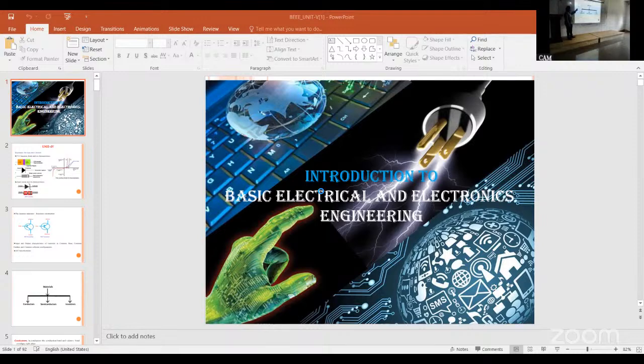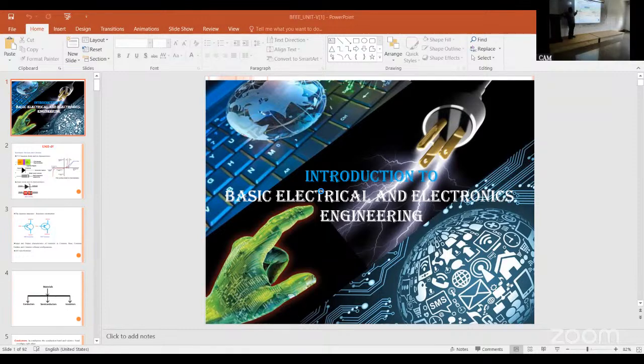Here, materials can be classified as conductor, semiconductor, insulator, as I just explained. You know this from intermediate: what is meant by energy band, and how it looks in the conductor, semiconductor and insulator.